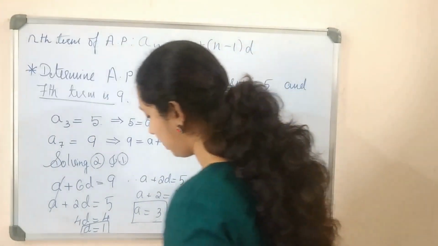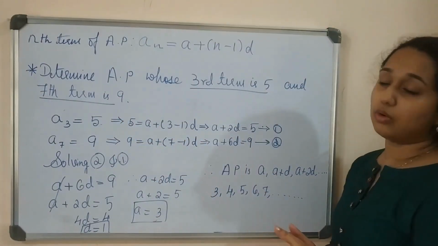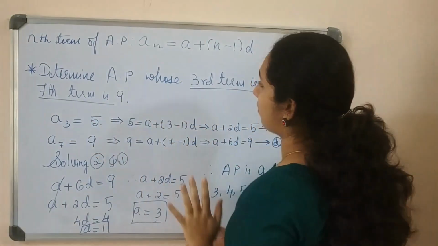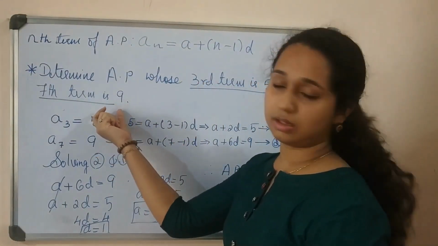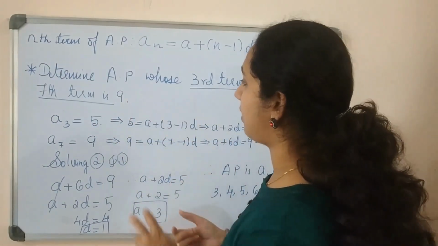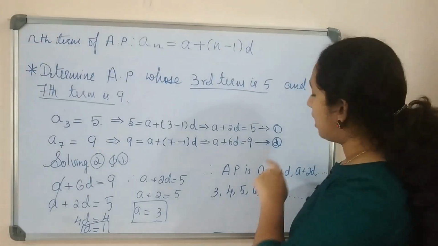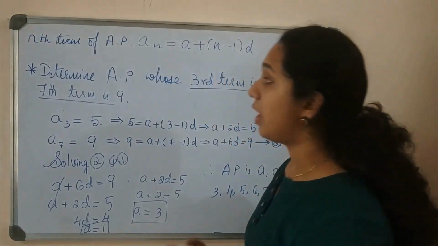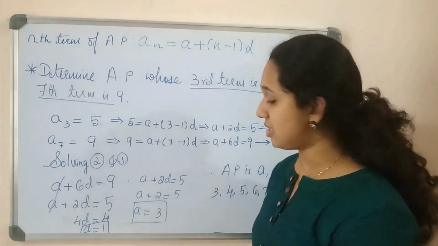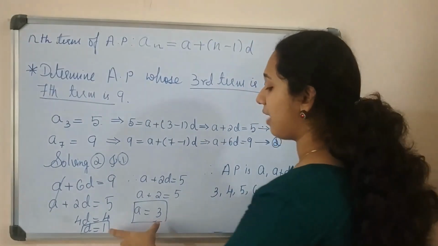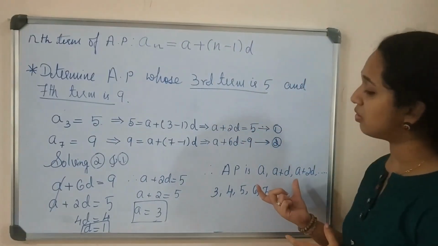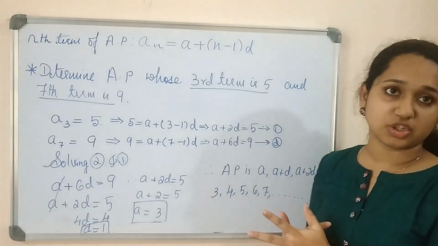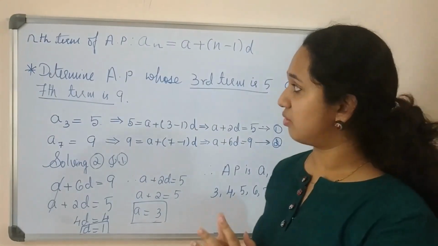So finally I found the series. I'll explain once again. In the given question they have told us to find the arithmetic progression whose third term is 5 and seventh term is 9. Using these two data I form two linear equations. After solving them, I get the values of A and D. To find any arithmetic progression series, it is very important to find A and D. Once I find them, I can substitute them in the general form and easily write the series. I hope you guys understood this problem.